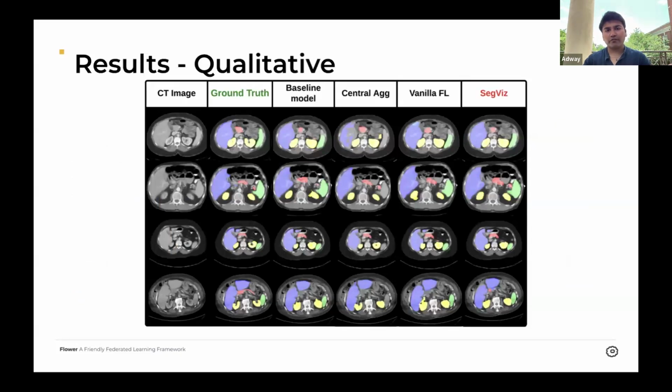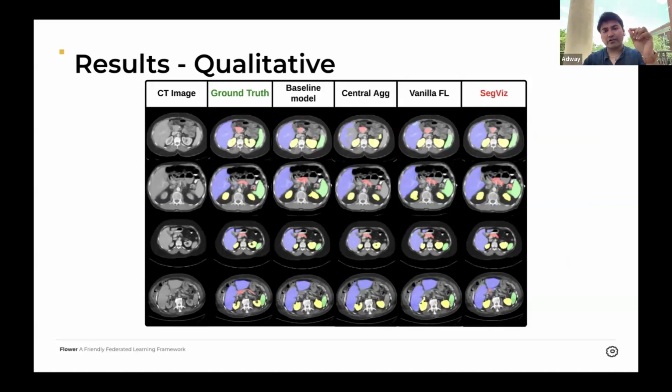And so when you look at qualitative results, this is what we see. So I'll talk a little bit about how this is organized. You have your CT image, you have your ground truth, which is what the radiologist will come in and manually annotate, and then you have the results of the different models. And if you look at the first couple of samples, you can see they perform really well, but you can see how segues actually performs slightly better than your traditional FL setup.